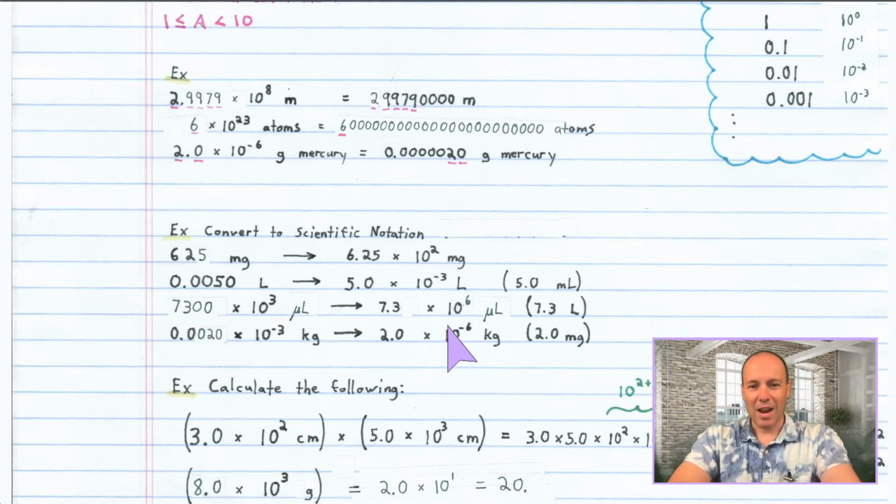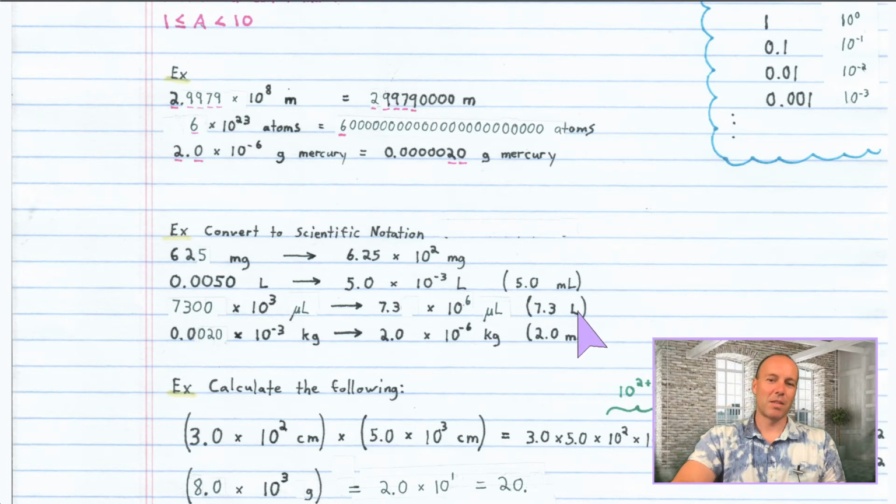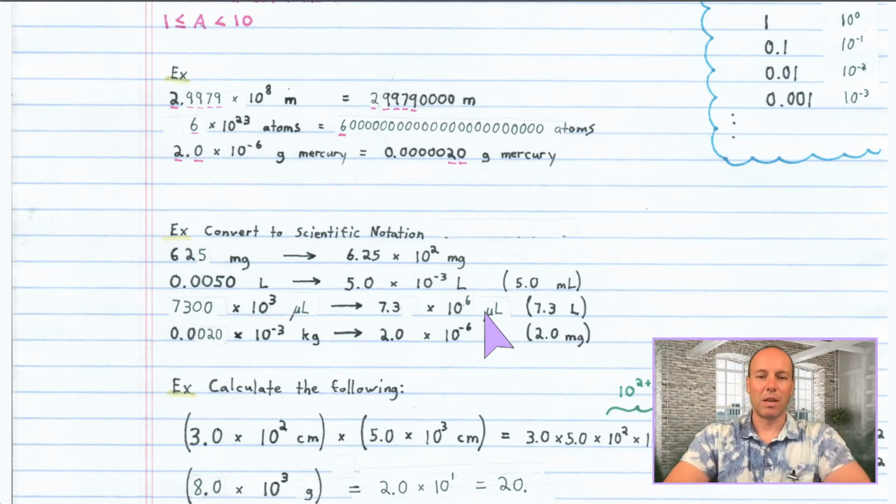But again, I probably would not want to even describe a volume like that, because I know that 10 to the 6 microliters, that's 1,000,000 microliters. I know that that's the same thing as a liter. I wouldn't say either of these. I would say 7.3 times 10 to the 6 microliters, that's the same thing as 7.3 liters. Okay, but again, these exercises are helpful in getting more comfortable in manipulating powers of 10.